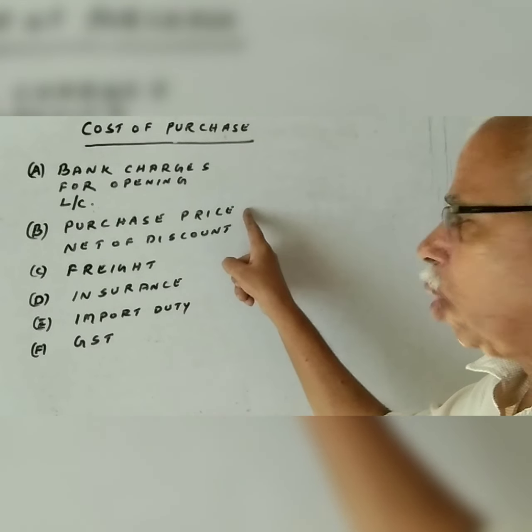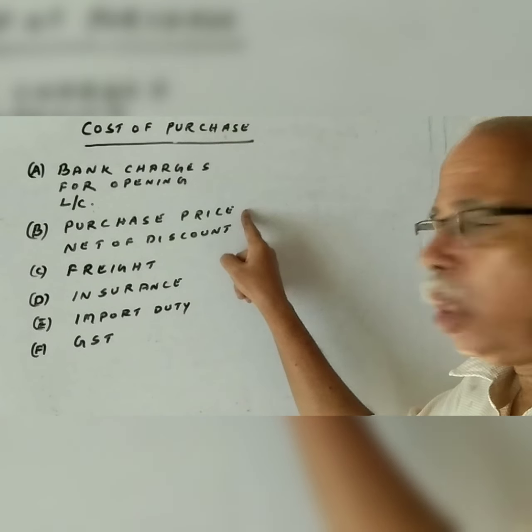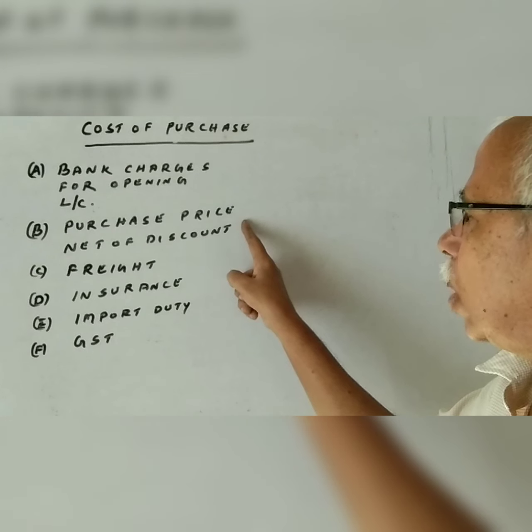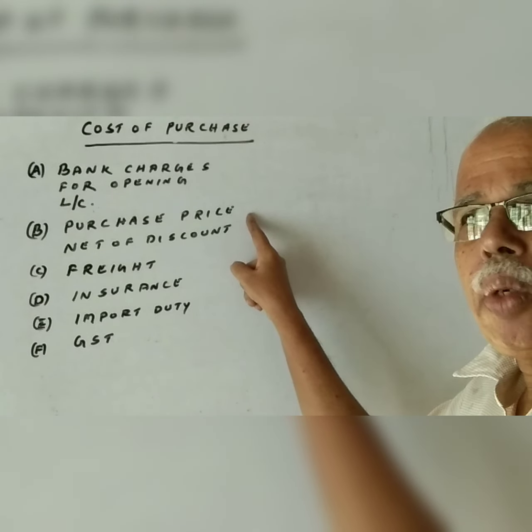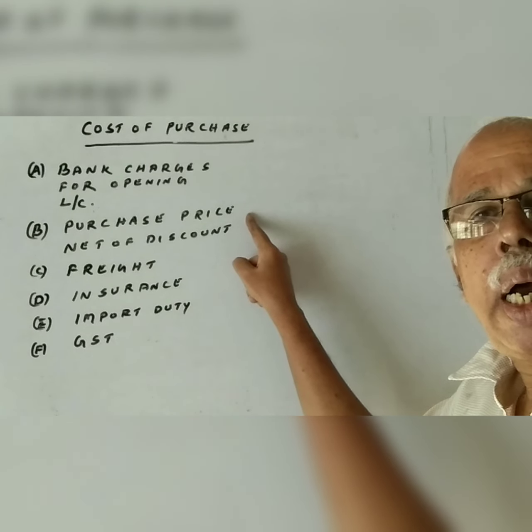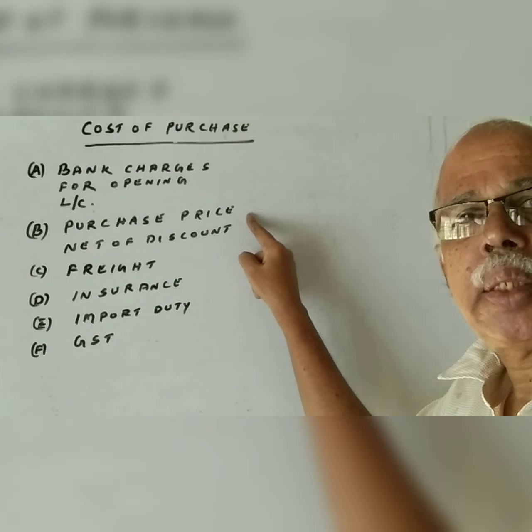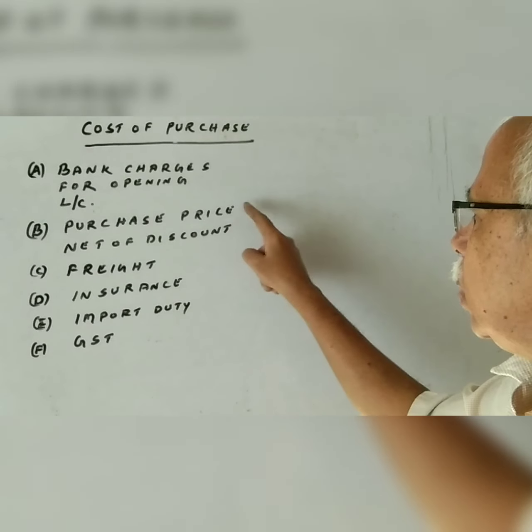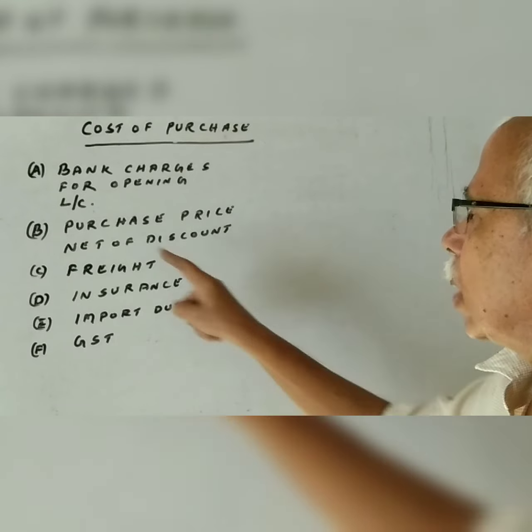B. Purchase price. Of course, the price we pay to the supplier should be included, net of discount. If there is any discount, it should be deducted. Take for example, we are buying an item for rupees 100 and the supplier is allowing us a discount of rupees 5. So the purchase price will be 100 minus 5 is equal to 95.